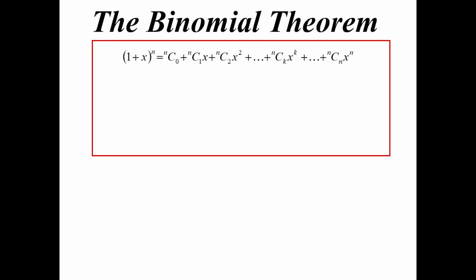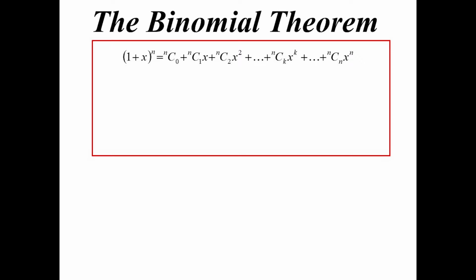So we're looking at expanding parentheses. Today it is no different. We just give it a fancy name, and we call it the binomial theorem. That's all the binomial theorem is. It's exactly what we saw before. If you expand out (1 + x)^n, you get nC0 + nC1 x + nC2 x².